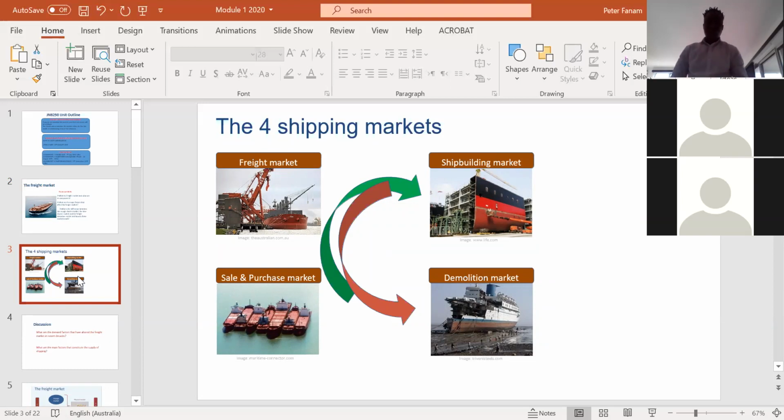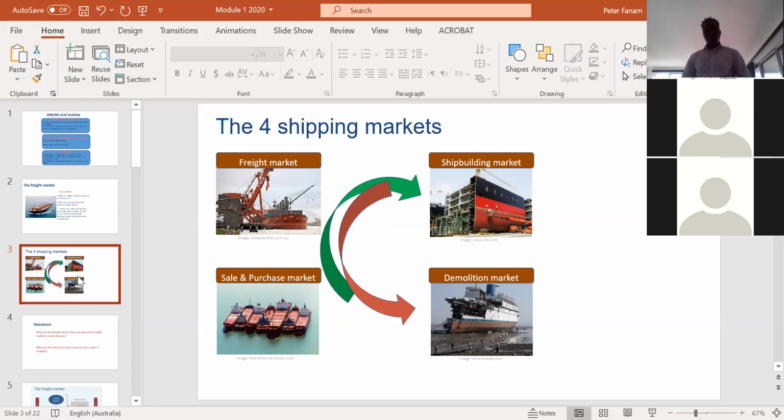So let's begin with the freight market. In the freight market, a ship owner comes into this market with a ship and looks for a charterer or cargo owner to hire his vessel to. And a cargo owner or charterer also comes into the freight market, looking for a vessel that he can use to carry his cargo from point A to point B.